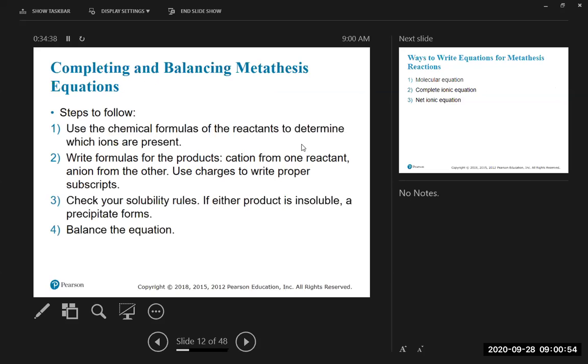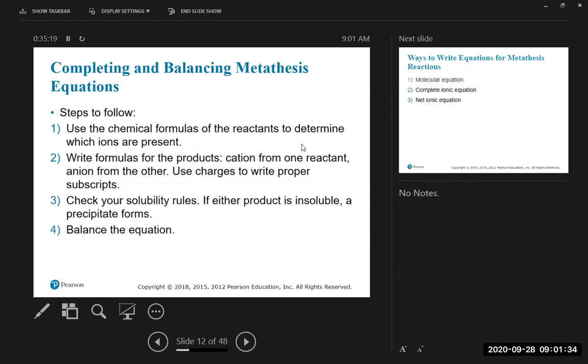So we did a little bit of balancing equations, and we'll have that on the quiz, of course, on Wednesday. But we also balance these types of equations, these exchange equations. And so there are some steps that we follow in order to do that properly. We use the chemical formulas of the reactants to determine which ions are present. We write formulas for the products, cation from one reactant, anion from the other. So we do that exchange of the cation and the anion. And then we use charges to write the proper subscripts.